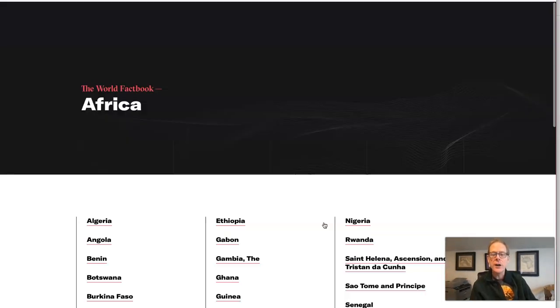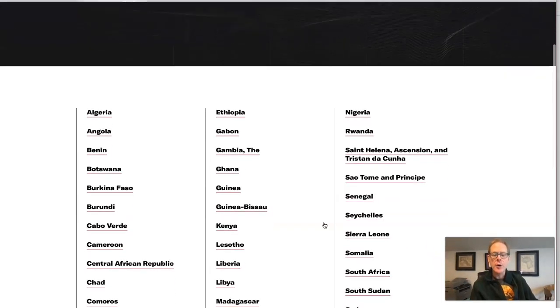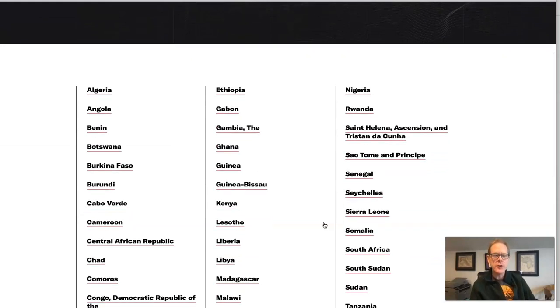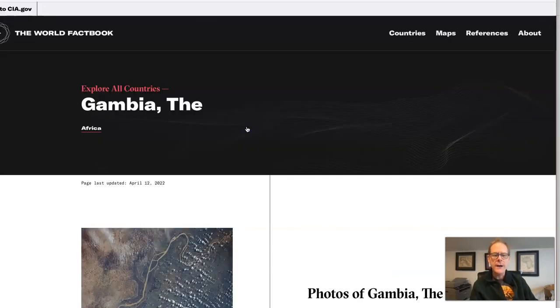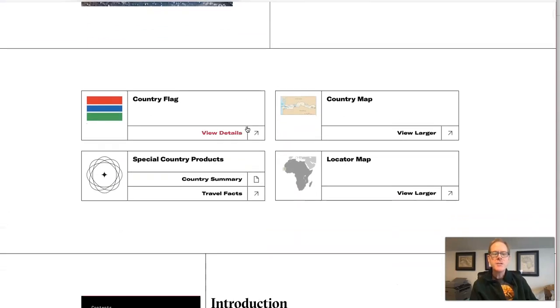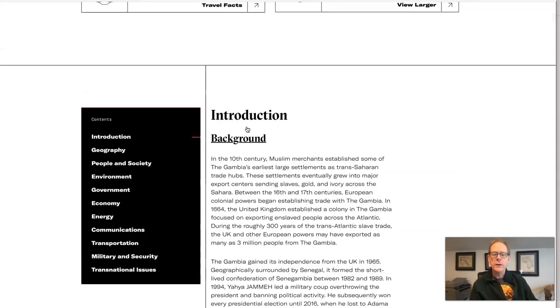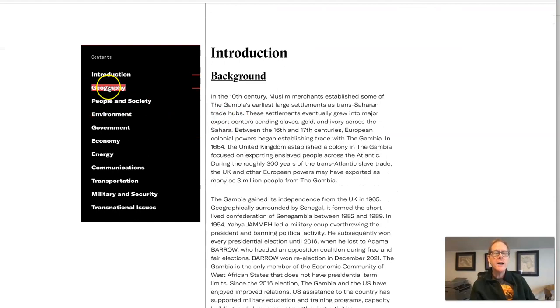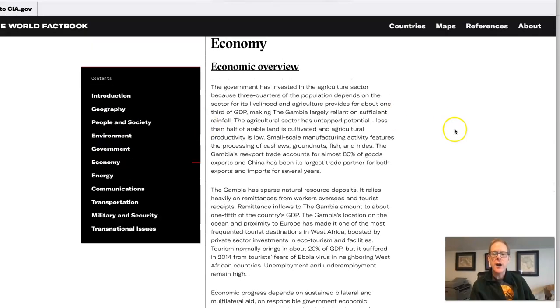Okay, let's take a look at African countries here in the World Factbook. And the World Factbook is a pretty good resource for a lot of things. I'm going to go to the Gambia because it's a country that I've been to a couple of times and I'm familiar with. And okay, so what do we see here? We've got geography, people and society, environment, government. We're talking about economy today, so let's look at economy, okay?